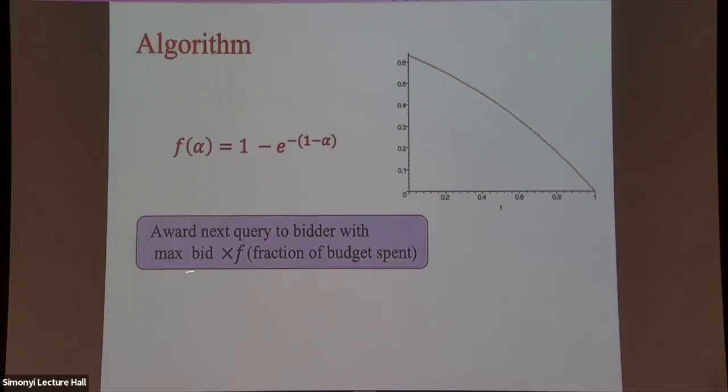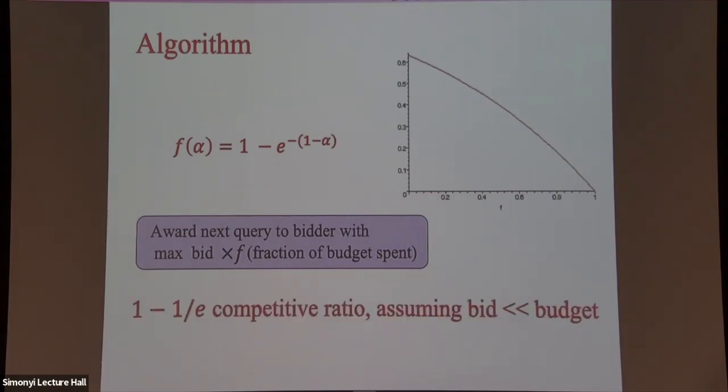And it came down to this algorithm. You simply compute a certain function of the fraction of the budget spent. So you have to keep track of how much budget each advertiser spends, and you have to alter their bid by multiplying it by this f of the fraction of the budget spent. And so it's very simple, right? And this algorithm has a competitive ratio of 1 - 1/e, assuming bids are very small compared to budgets. Yes? Question. So somebody who hasn't spent anything will be up here.